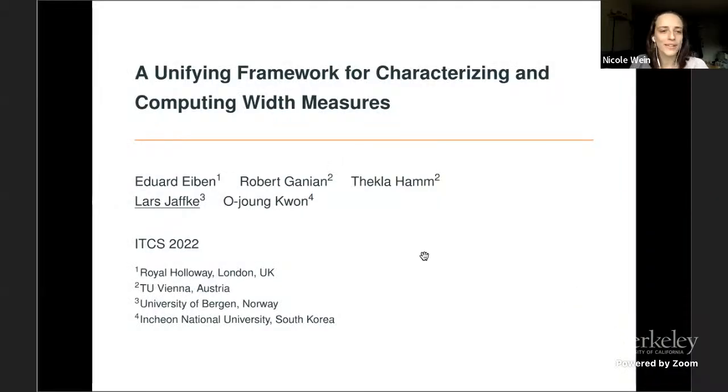The first speaker will be Lars Jaffke, and the presentation is about a unifying framework for characterizing and computing width measures. Yeah, thank you for the very nice introduction.